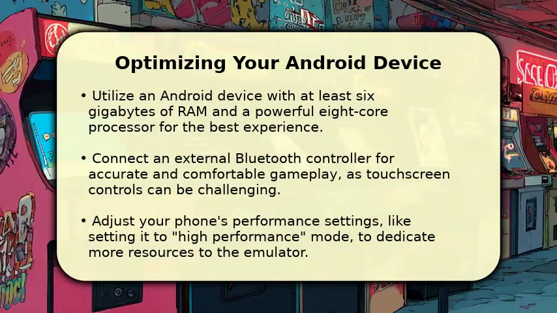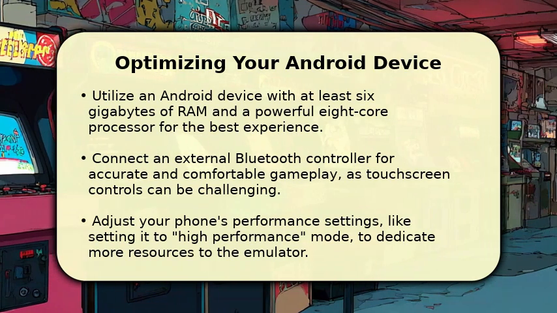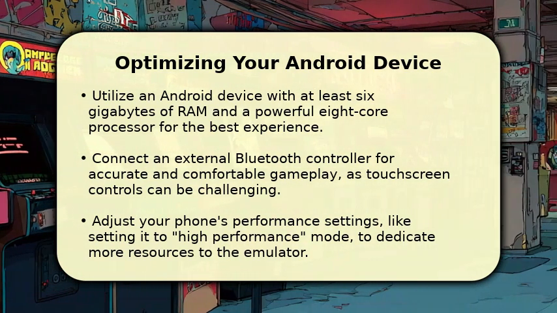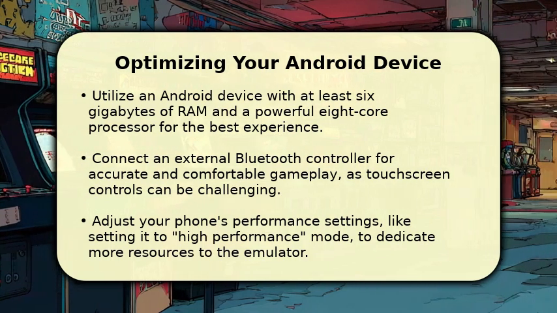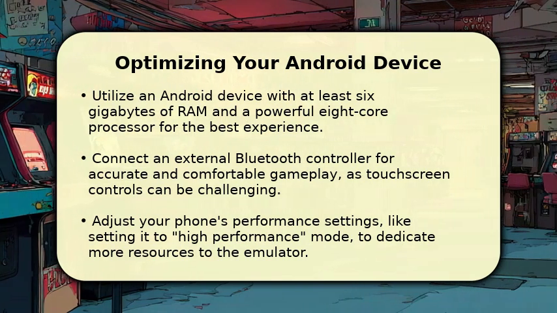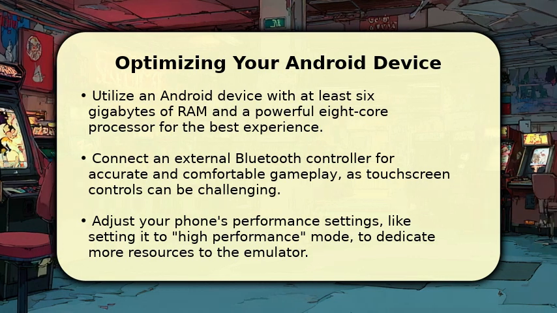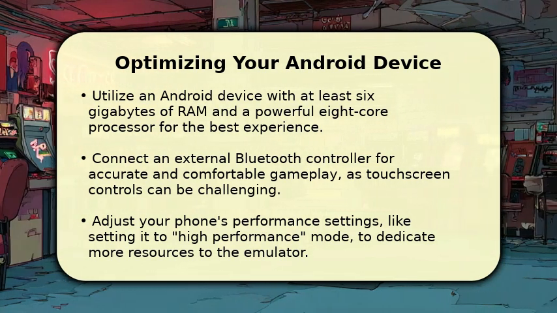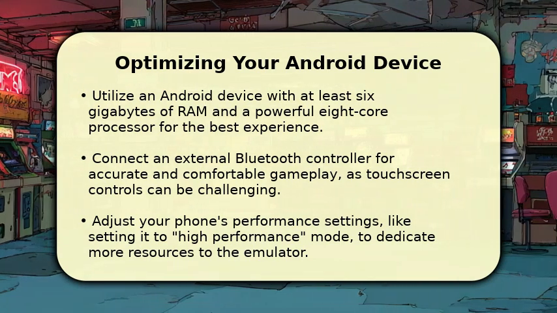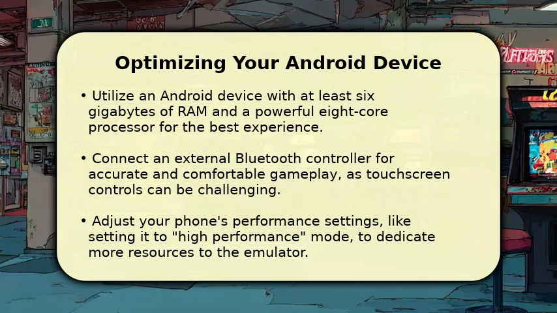To achieve the best possible experience, optimize your Android device. We recommend a phone with at least 6 gigabytes of RAM and a powerful 8-core processor for smooth performance. For superior control, connect an external Bluetooth controller. It vastly improves precision compared to touchscreen inputs. Additionally, adjust your phone's performance settings to a high-performance mode, dedicating maximum resources to the emulator. Remember, this intensive process will significantly drain your device's battery.